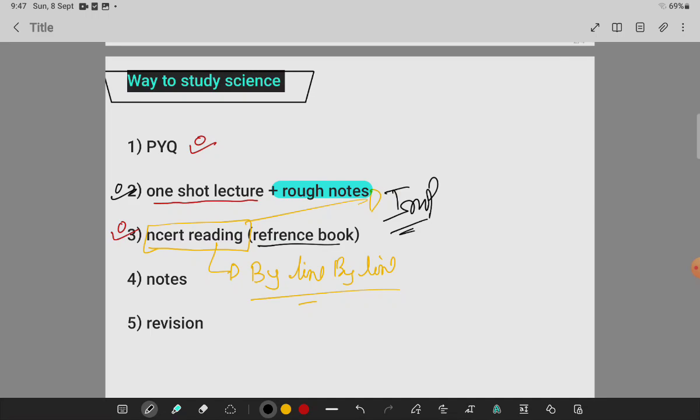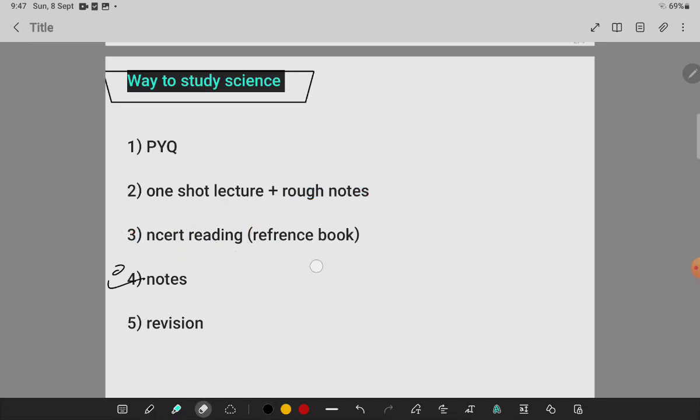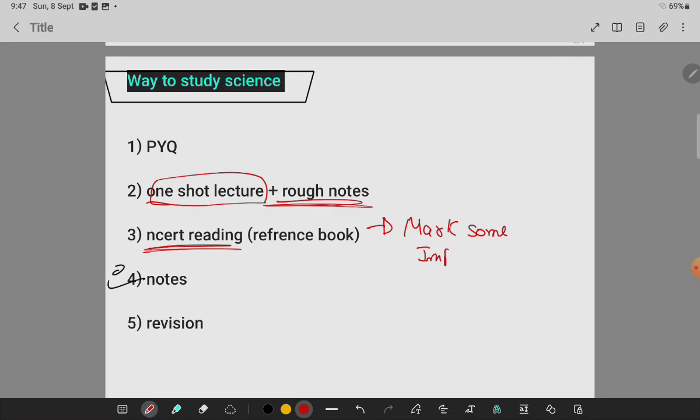Now the fourth thing is to make the notes. How will you make the notes? For example, I have told you that from the one shot lecture you have to make rough notes, and by reading the NCERT line by line you will mark some important things. So you have to combine both of them.